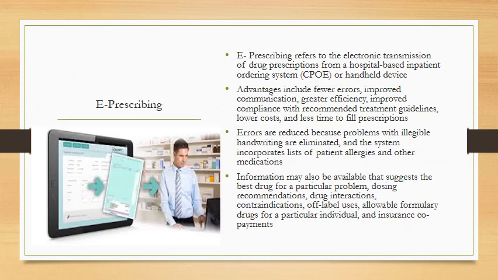Errors are reduced because problems with illegible handwriting are eliminated, and the system incorporates lists of patient allergies and other medications. Information may be available that suggests the best drug for a particular problem, dosing recommendations, drug interactions, contraindications, off-label uses, allowable formulary drugs for a particular individual, and insurance copayments.